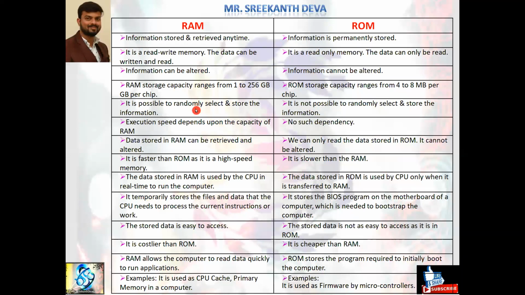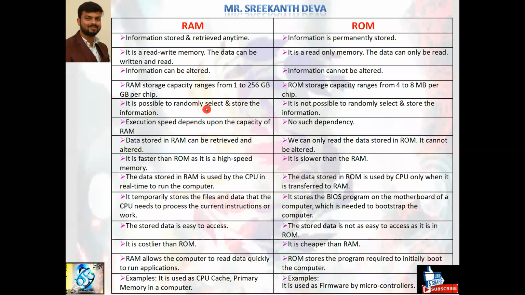Coming to RAM, it is possible to randomly select and store the information. See this word, randomly. If you go into detail about memory addresses, the processor generates logical addresses and the main memory generates physical addresses. There, in the physical address, contiguous and non-contiguous memory allocations are there. In contiguous memory allocation, we have fixed partitions, equal size and unequal size. But in dynamic partition, memory is allocated dynamically based on the process sizes.